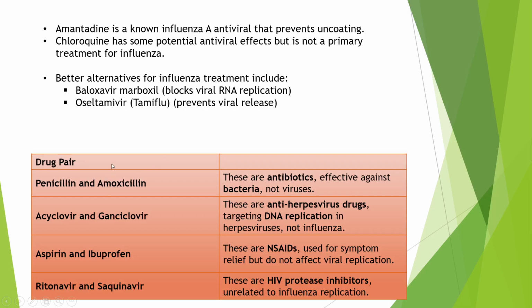Other drug pairs that were given in the options were penicillin and amoxicillin. Penicillin and amoxicillin are antibiotics, so they will not be affecting the virus. These are effective against only bacteria. Then we also have acyclovir and ganciclovir. These are anti-herpes virus drugs targeting the DNA replication in the case of herpes virus and not influenza.